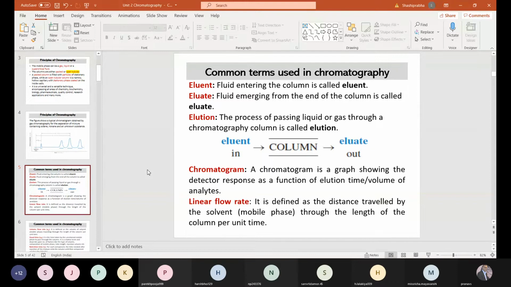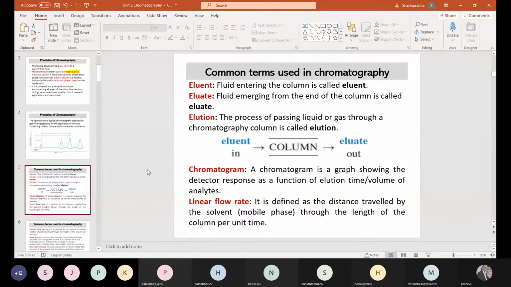The next important thing is linear flow rate. See, flow rate we know. कितनी फ्लो रेट है, कितना लिक्विड कितने समय में जाता है कहीं भी, that is known as the flow rate. Now, flow rate in chromatography is defined in two ways. One is linear flow rate and the other is volume flow rate. Now, why is there this subdivision in flow rate? There has to be a meaning to it.